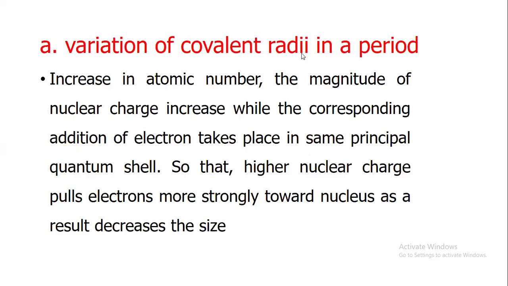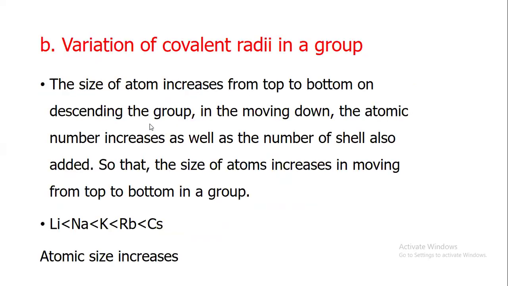Variation of covalent radii in a period: with increase in atomic number, the magnitude of nuclear charge increases while the corresponding addition of electrons takes place in the same principal quantum shell, so the higher nuclear charge pulls electrons more strongly toward the nucleus. As a result, the size decreases. See lithium, beryllium, boron, carbon, nitrogen, oxygen, fluorine: atomic size decreases.